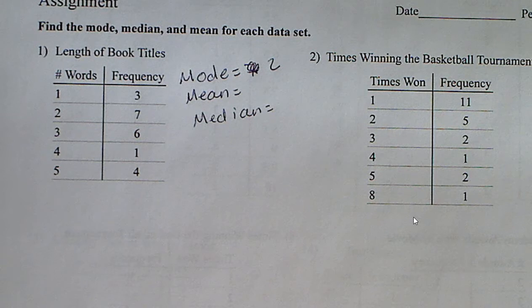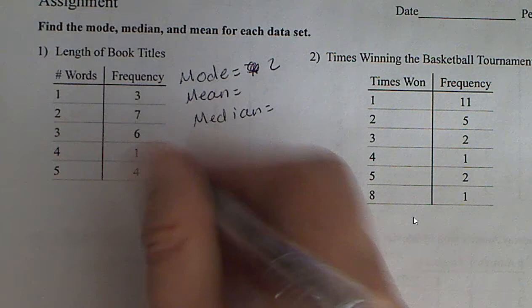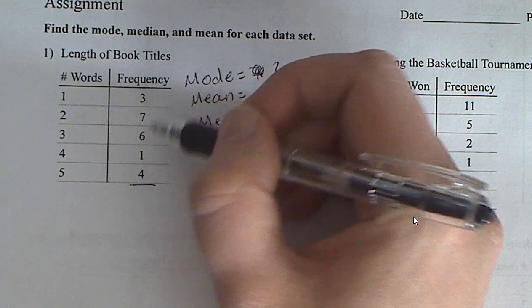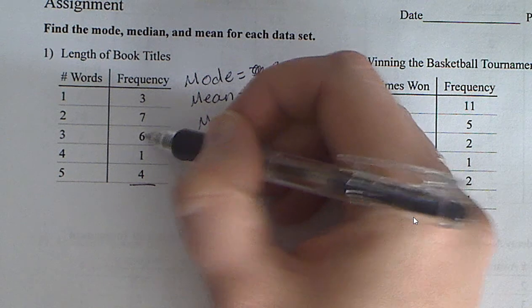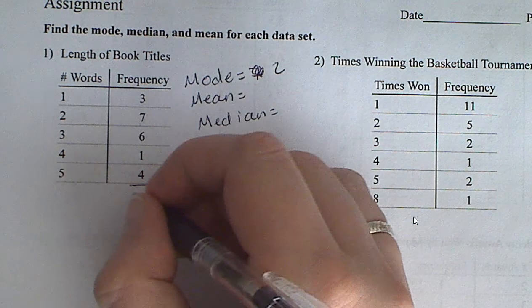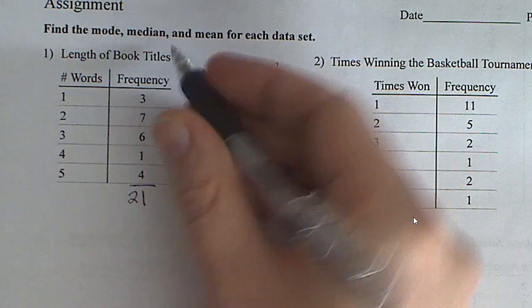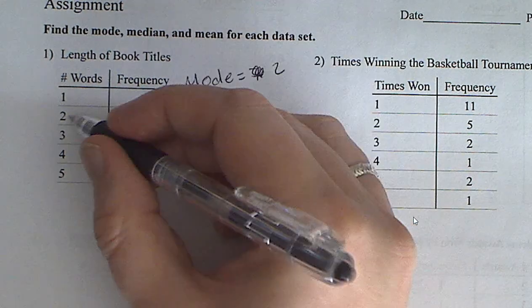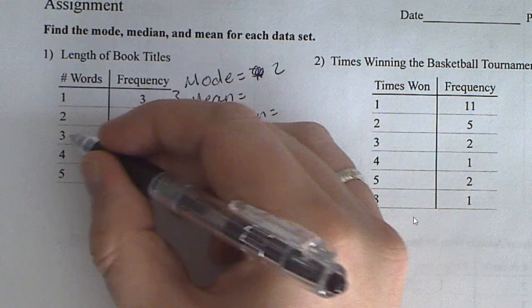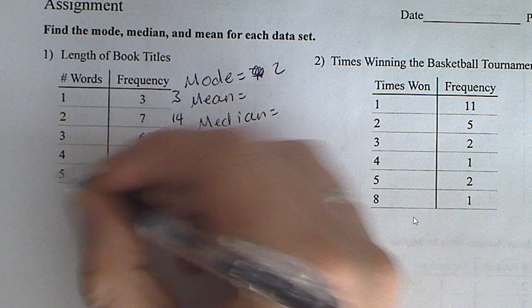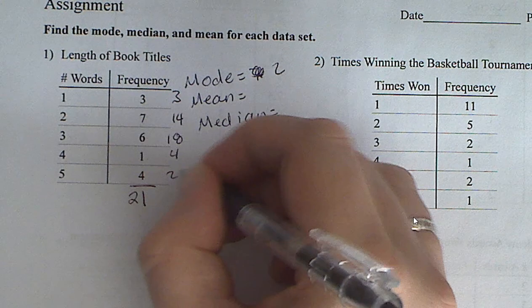Okay, now let's talk about how to find the mean. All right, so we're going to add up how many of these we have. So 3 plus 7, 10, 10, 16, 17, 22. 21. Yeah. And then we're going to go over here. 1 times 3 is 3. 2 times 7 is 14. 3 times 6 is 18. 4 times 1 is 4. 5 times 4 is 20. And we're going to add these up.